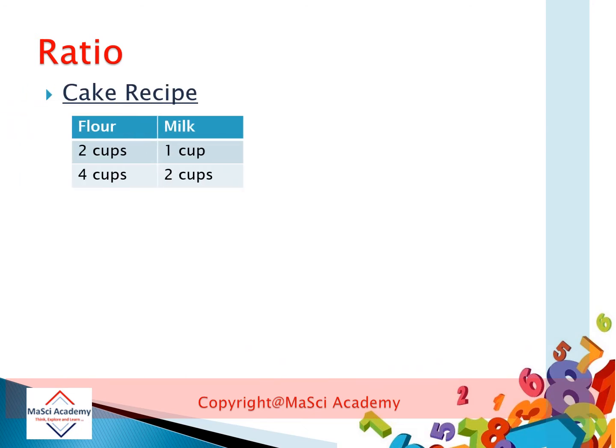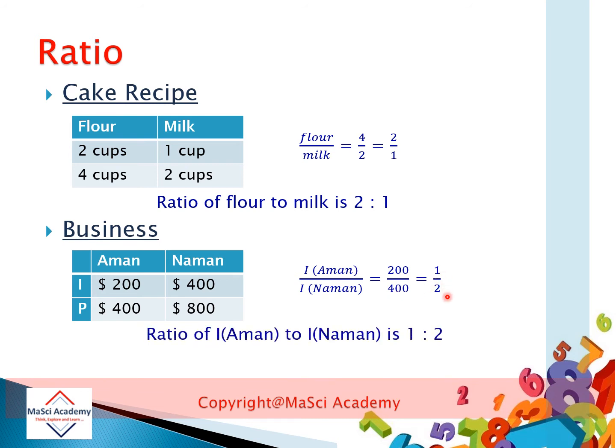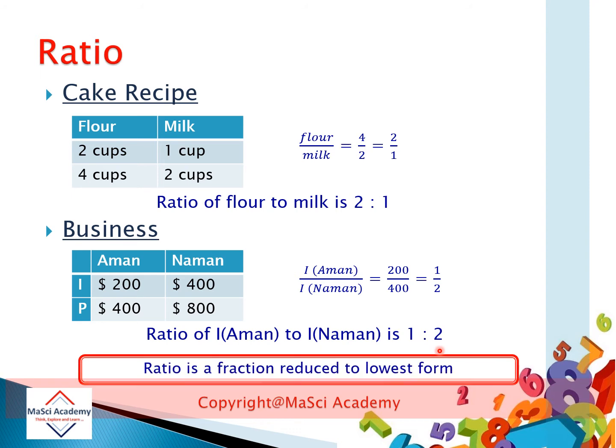Let's relook at the cake recipe again. The flour and the milk, they are needed in the ratio 2 cups is to 1 cup. If 4 cups of flour is needed, we need 2 cups of milk. That means the ratio of flour to milk is 4:2, which reduces to 2:1. So the actual ratio becomes 2:1. The next example, investment of Aman is $200 and investment of Naman is $400. So their investment is in the ratio 200/400, which reduces to 1/2. So we say the ratio is 1:2. So ratio is a fraction reduced to lowest form.